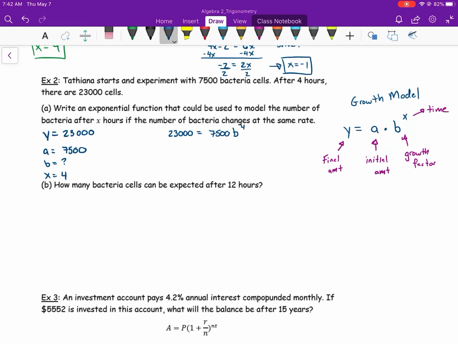So to figure out our growth factor, which is the important part of exponential functions, we have to solve this. Solve for b. So I'll divide by 7,500. And then we get 3.06 is equal to b to the 4th. Take the 4th root. Another way to look at that is 3.06 to the 1/4 power. Alright, these are the same. Oh, that's cubed.